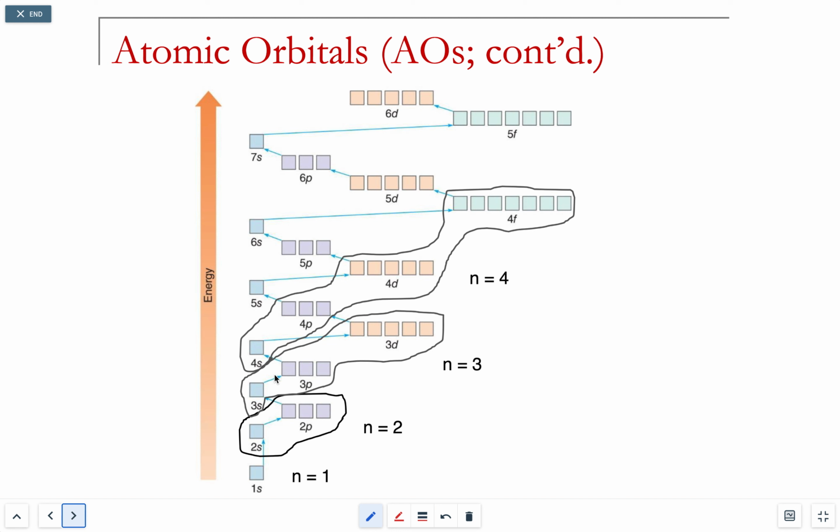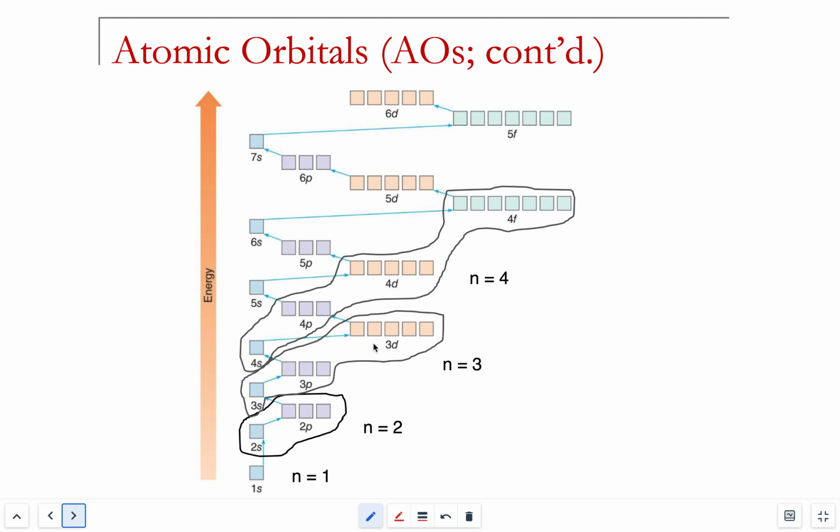One thing to note is that the orbital energies between shells can penetrate into one another. So, for example, for some period of time, the 4s orbitals are a little lower in energy than 3d, but this can change depending on how many electrons we have in the atom. It gets a little complicated.